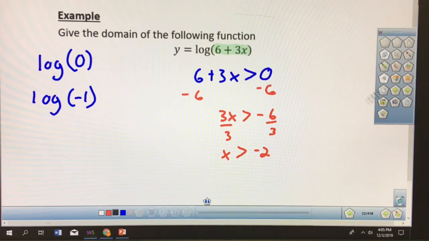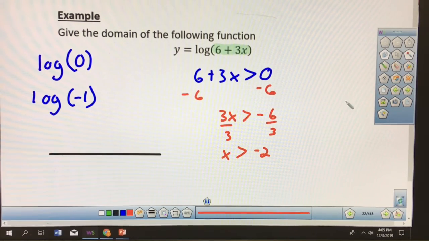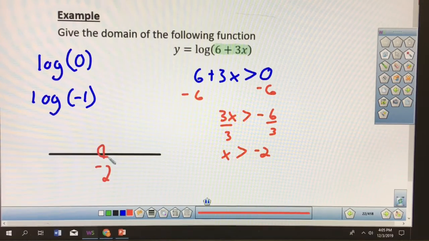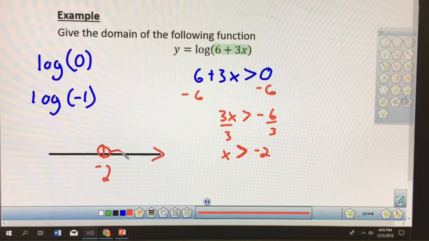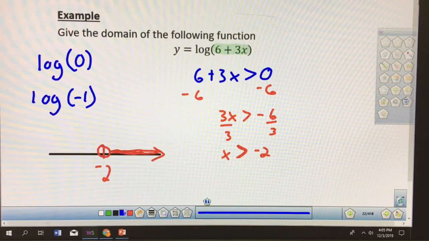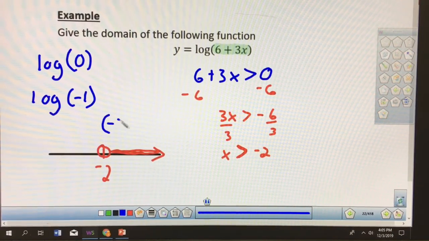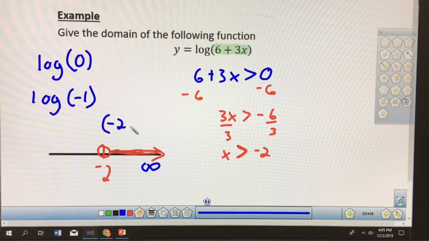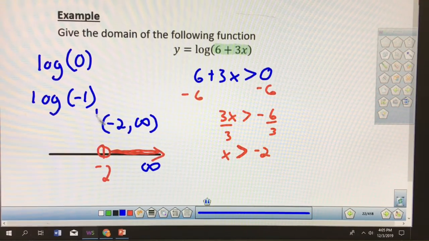Now if I were to graph that on a number line, I'd find negative 2 on the number line. Open circle. I don't fill it in because it's only greater than. And then notice, if you solve it and the x is on the left, you just follow the arrow. The arrow points to the right. And then the interval notation would be a parenthesis on the negative 2. And how far to the right does it go? Forever. Infinity. And you always put a parenthesis on that.